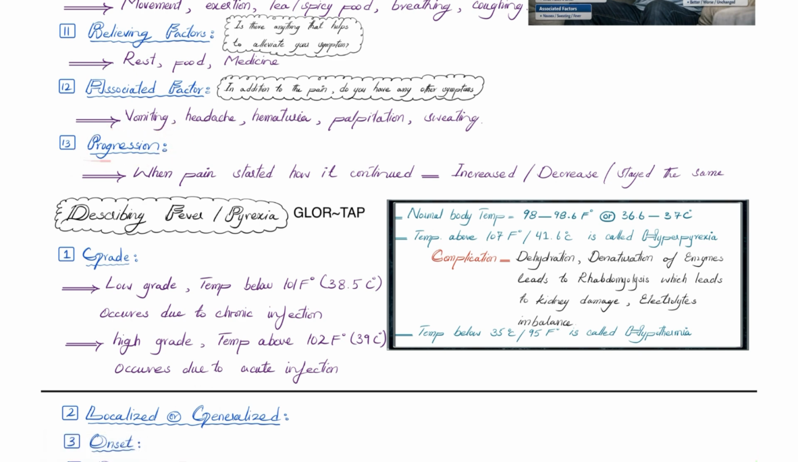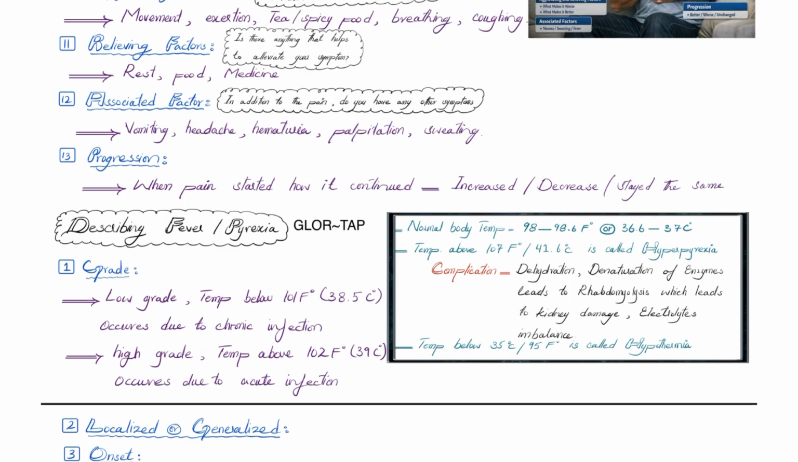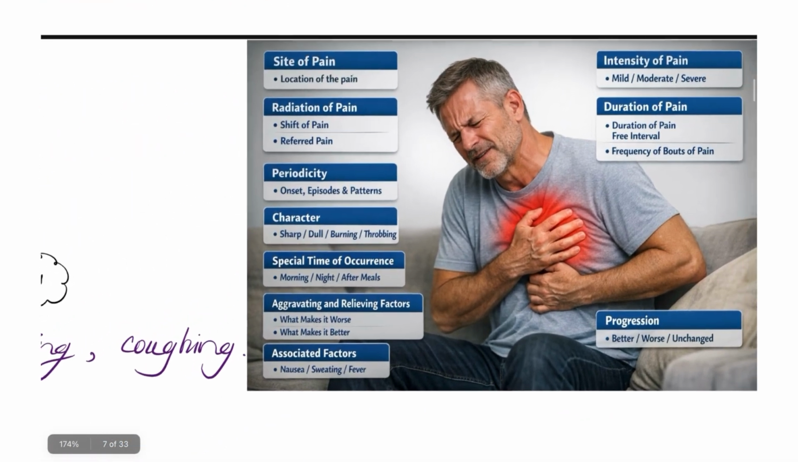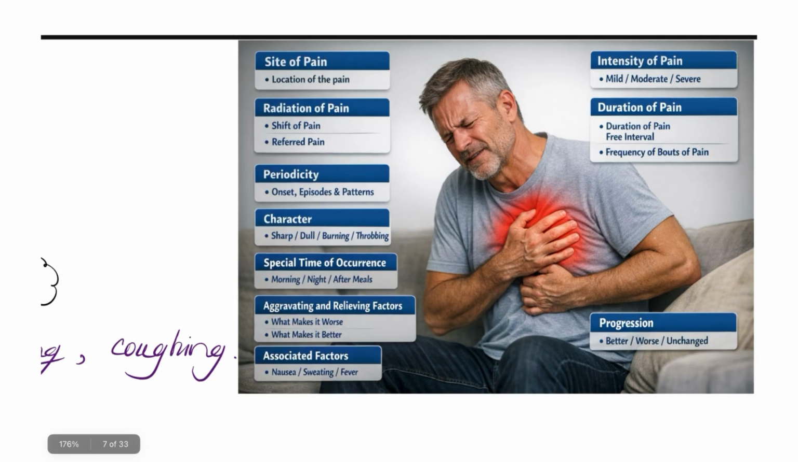Progression. When the pain started, how did it continue? Like, did it increase or decrease or stay the same? So that was how you can describe pain. A summary of describing pain is given in this picture.